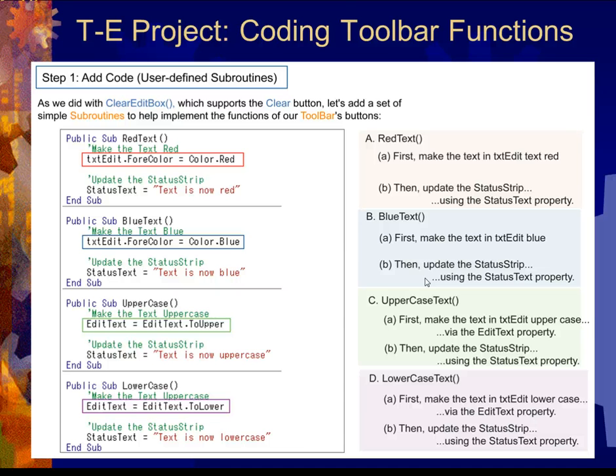TXT edit means the text box. The 4-color property, we're going to change it to what? Red. The next one, we're going to change the 4-color property to blue. The next one, we're going to change the edit text property to upper. And the next one, we're going to do to lower. Okay, so you have to do these.